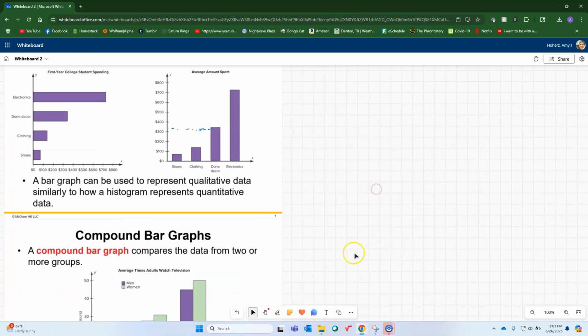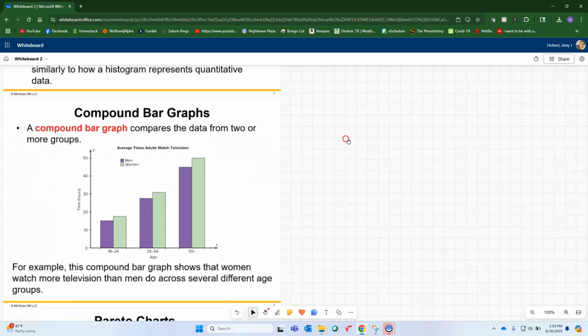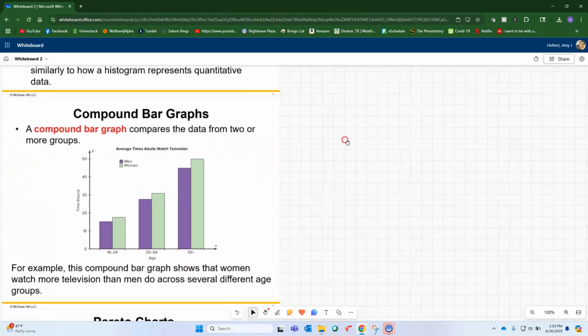Okay, so now we're going to talk about what are called compound bar graphs. And a compound bar graph, compound just means more than one. So when you compound interest rates, it means you're like adding it on. And that's what we mean by a compound bar graph. It's just that we have more than one piece of data. So in this case, they have information for men and women listed separately. The purple bars are the men, the green bars are the women.